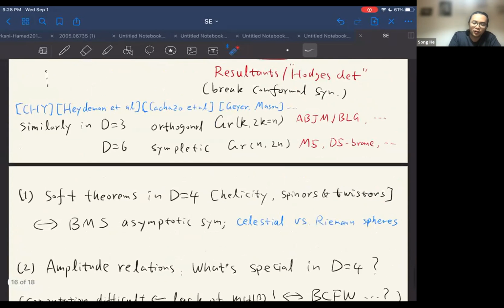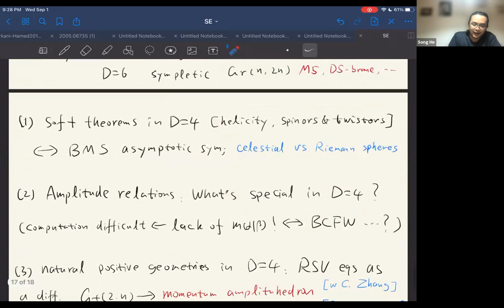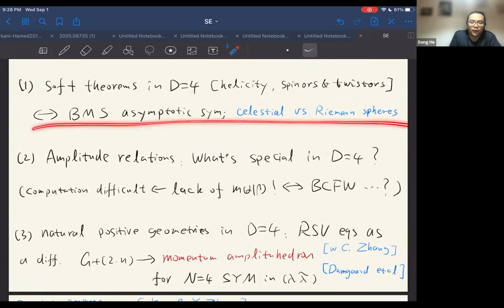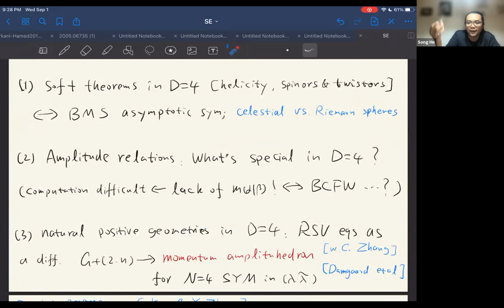This is my last slide. Let's still talk about 4 dimensions. What happened to soft theorems? Of course, your general dimension soft theorem is now reduced to 4 dimensions. Everything still holds, but now you have the special thing that you have helicity and spinors and so on. And this 4-dimensional soft theorem is related to BMS, the asymptotic symmetry and so on. So now you really can see that in 4 dimensions the special thing is that you not only have a celestial sphere, you at the same time have a celestial sphere and a Riemann sphere.